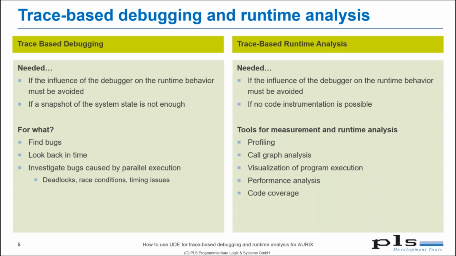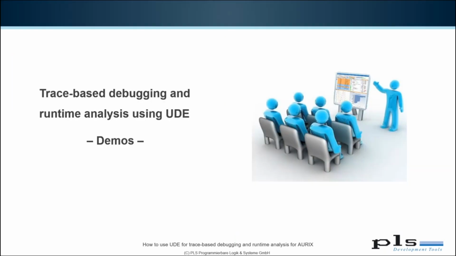And then we have trace-based runtime analysis. So trace-based runtime analysis covers a lot of useful things to analyze the runtime behavior of your application. For example, if you want to do profiling, if you need the call graph analysis, if you want to visualize the execution of the program or of tasks over time and so on, then trace is very useful.